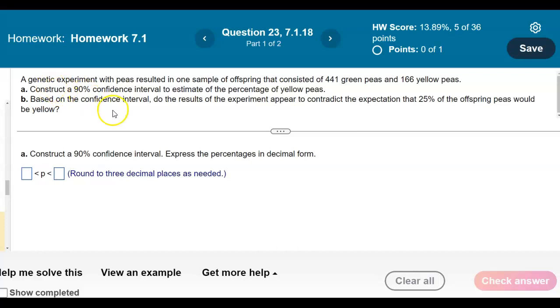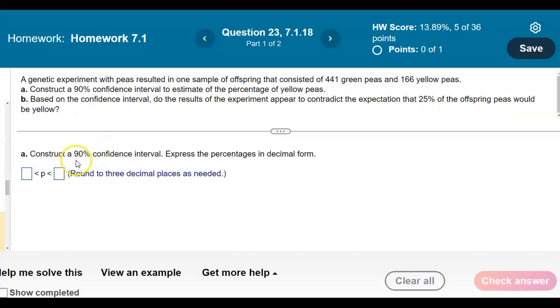A genetic experiment with peas resulted in one sample of offspring that consisted of 441 green peas and 166 yellow peas. We want to construct a 90% confidence interval to estimate the percentage of yellow peas. And then based on the confidence interval, do the results of the experiment appear to contradict the expectation that 25% of the offspring peas would be yellow?